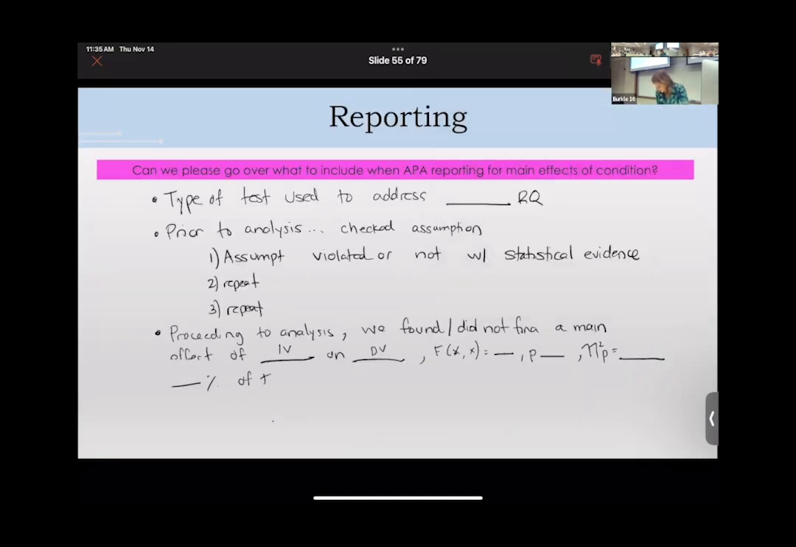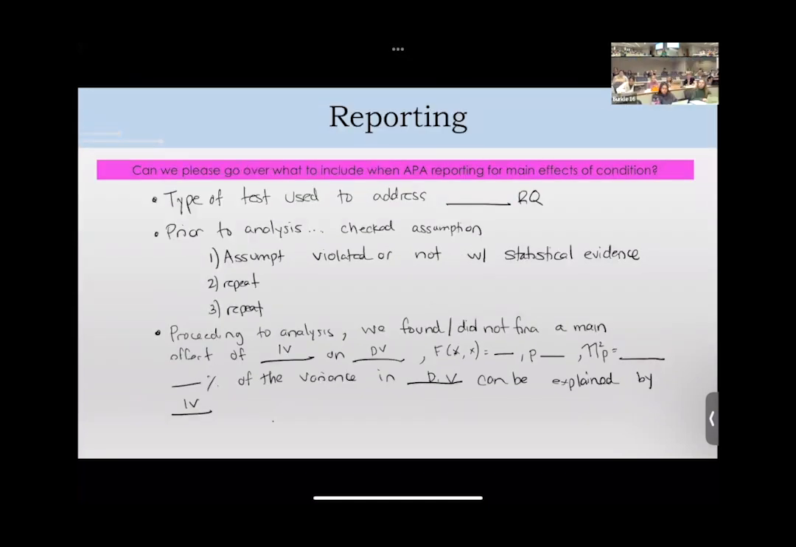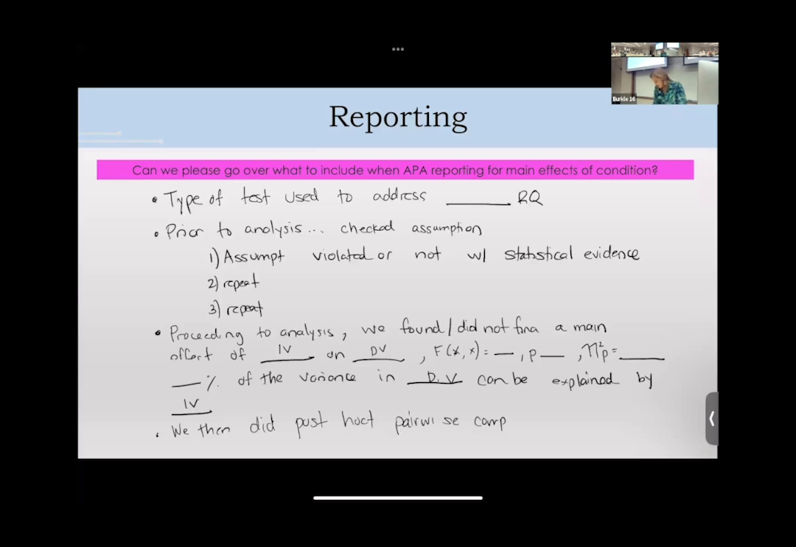Blank percent of the variance in the DV can be explained by the IV. You guys know, you've done this 4 times. Just making sure. You know how to do this. So, proceeding, we found or did not find. Let's assume we did for a second. If we didn't, what would you say next? If we did, we then did what? Post hoc pairwise comparisons using something, either Tukey or Holm.